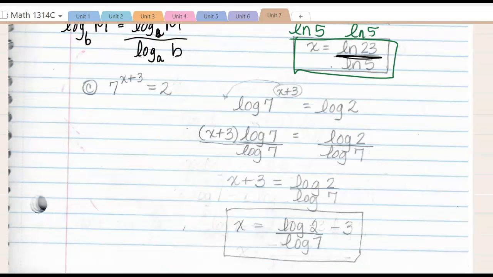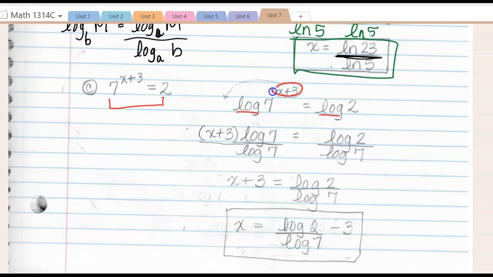And for my last example, we have an exponential equation, which we learned that if we cannot get the same base, then we need to take the log of both sides. Again, I'm going to use common logs. I'm going to take the log on the left and the log on the right. So I have the log of 7 to the exponent x plus 3 is equal to the log of 2.